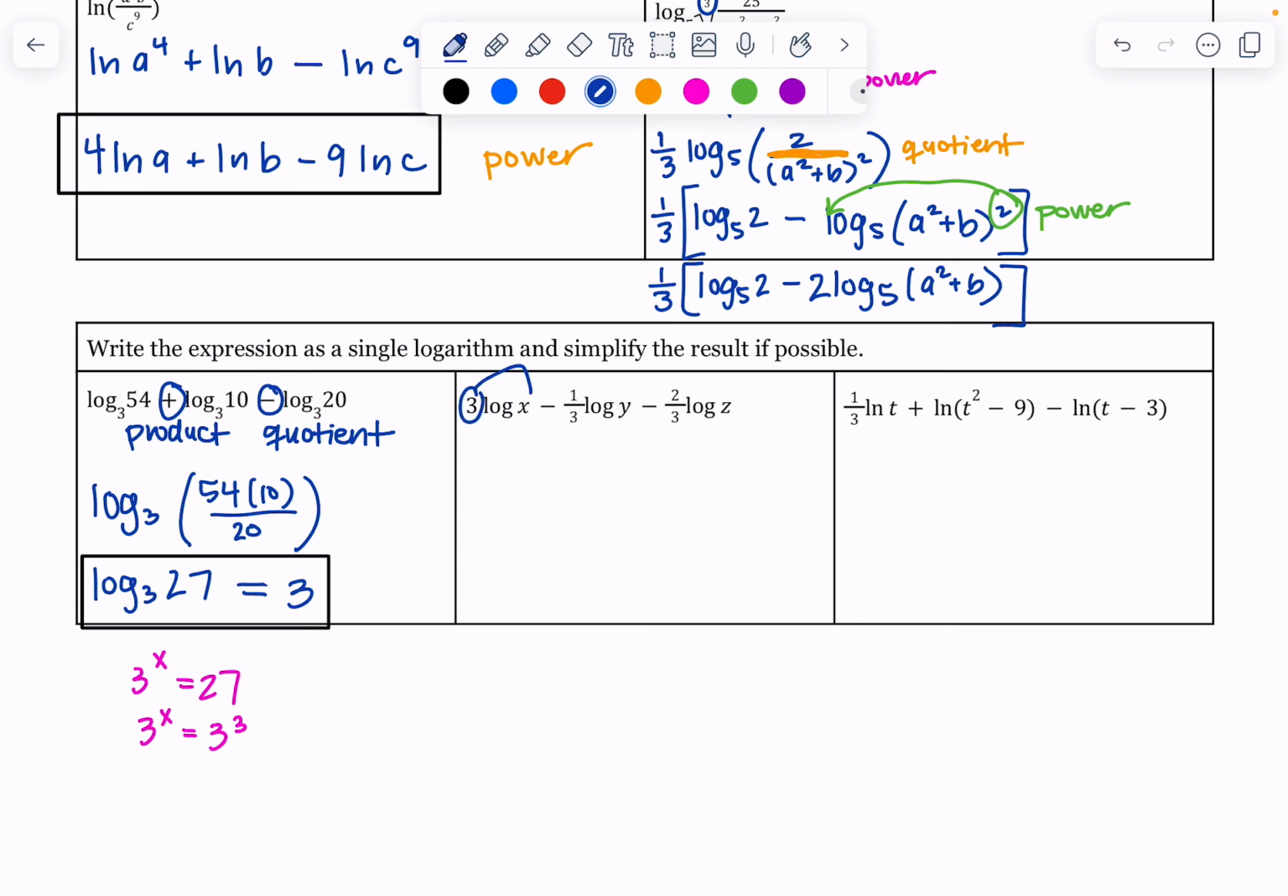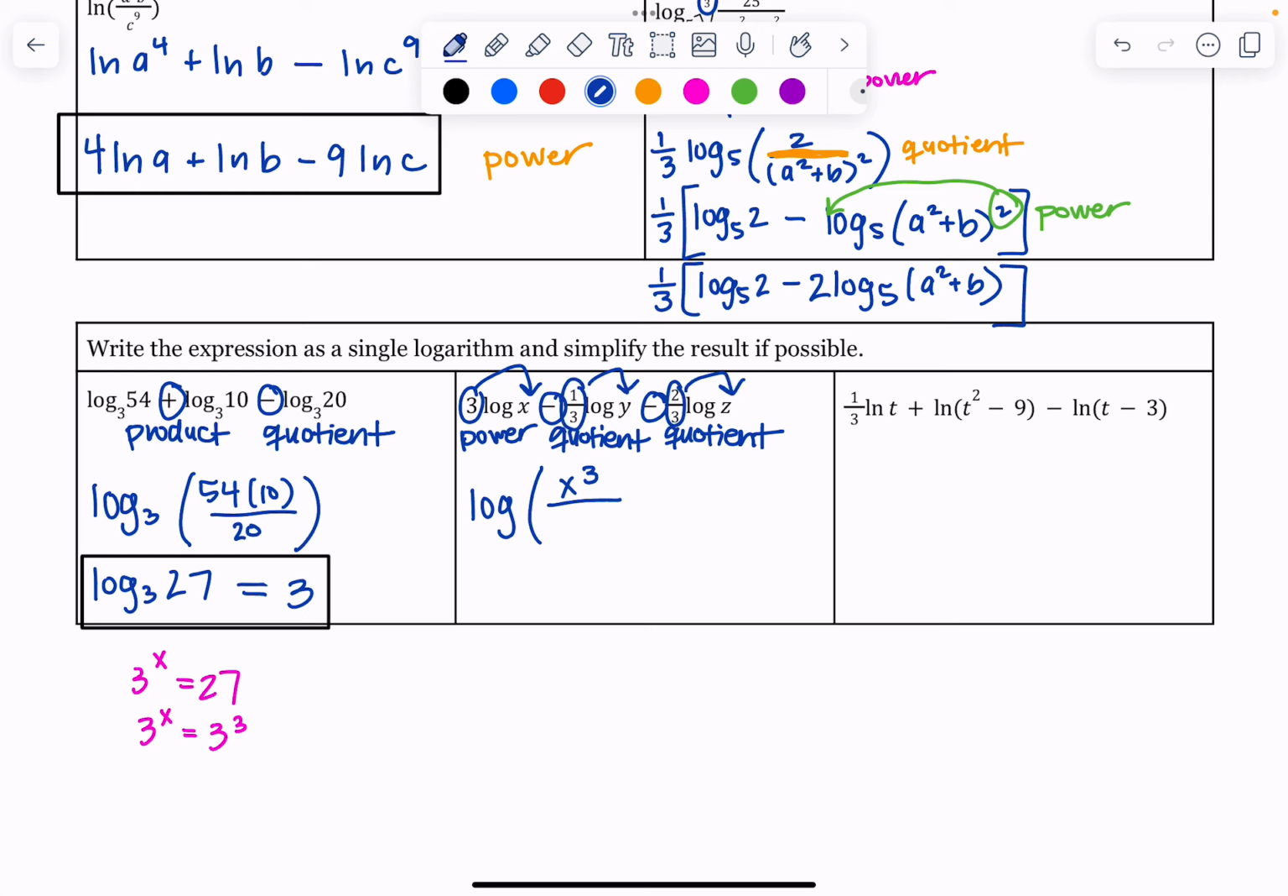Okay, here we can apply the power rule, and then we have a subtraction, which would be quotient, and another subtraction, so that would also be quotient. Okay, and they're all common log, so they're all base 10. So here we're going to have log of x cubed divided by, oh, I guess here there's a power and power there too. Hopefully you can see that. So if I do that, on the bottom, I'm going to have y to the 1/3, z to the 2/3.